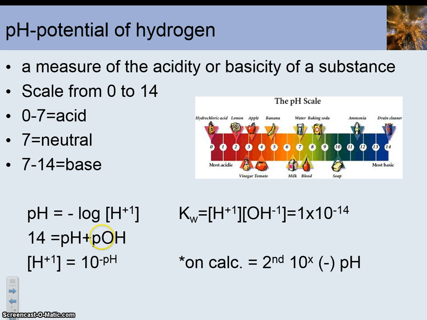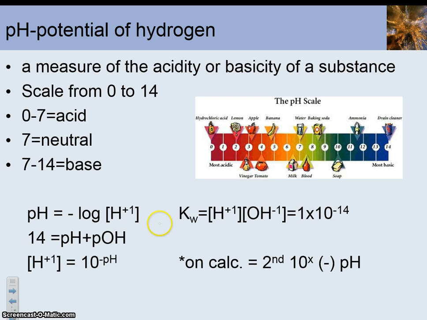There's such a thing as a pOH, which isn't the negative log of the H+, it's the negative log of the OH-, so it's the base equivalent of the pH scale. Regardless of what the substance is, if I add together the pH and the pOH, I'm always going to get the number 14. And that 14 comes from the fact that water, when we dissolve water in water, as weird as that sounds, when water is just like a glass of water on the table, some of the water actually dissociates into hydrogen ions and hydroxide ions. And when we multiply the concentrations of those two, we always get this number here, 1 times 10 to the negative 14. And this is what we call the Kw, or dissociation constant for water.